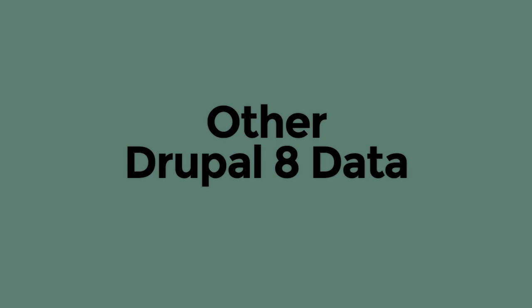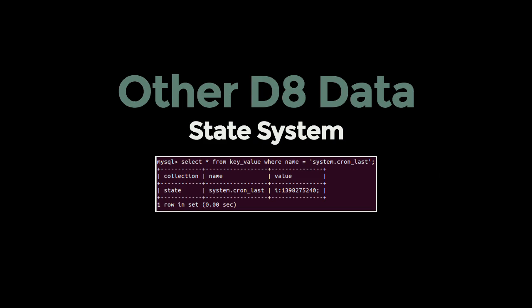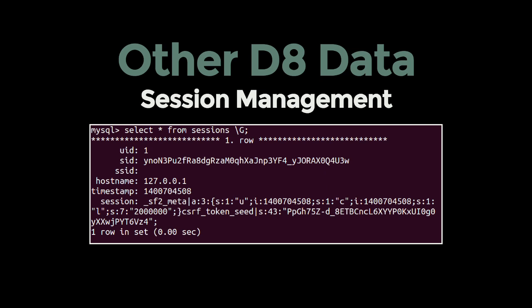So there are other types of data in Drupal 8, and these aren't part of the purview of the configuration system. So for example, the last time you ran cron, that's not really configuration. It's also not really content. So that is something that we store in the state system. Another example would be session management information, where that too is not really configuration. It's not really content. But for the sake of understanding the configuration system, it's often helpful to think about it in terms of your site builder, site editor, content, and lots of ways to divide that into two.